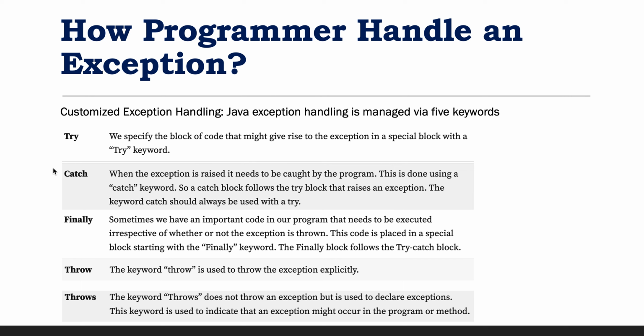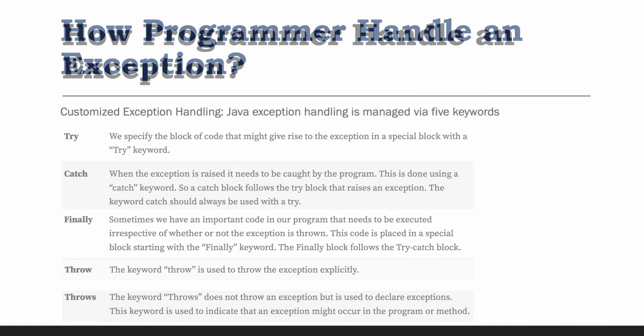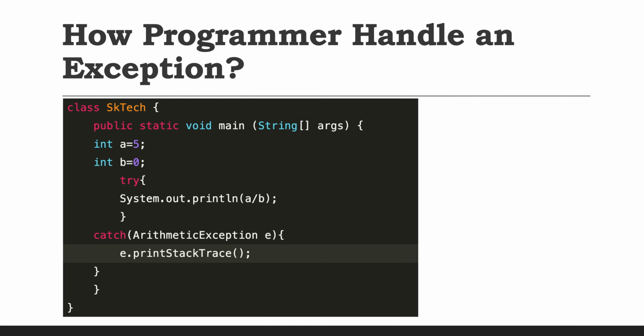So these are the 5 keywords provided by Java to handle exceptions. Let's see them one by one. Let's take an example. Let's say we have the same statement that we saw in our previous example: a has the value 5 and b has the value 0, and we have a calculation like a divided by b.